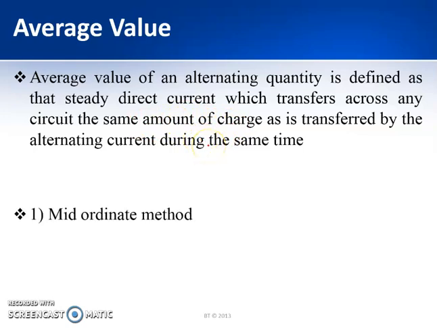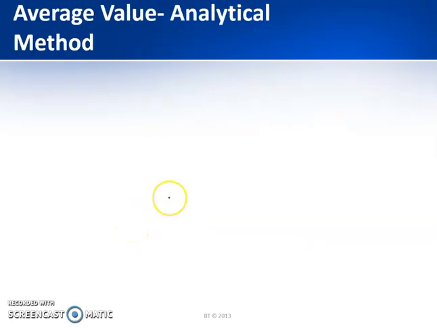Here also we have the mid-ordinate method. We have seen how we take the mid-ordinate. So I average is nothing but i1 plus i2 plus i3 and so on up to iN, divided by N. So this is simply the average method. The next method is the analytical method.